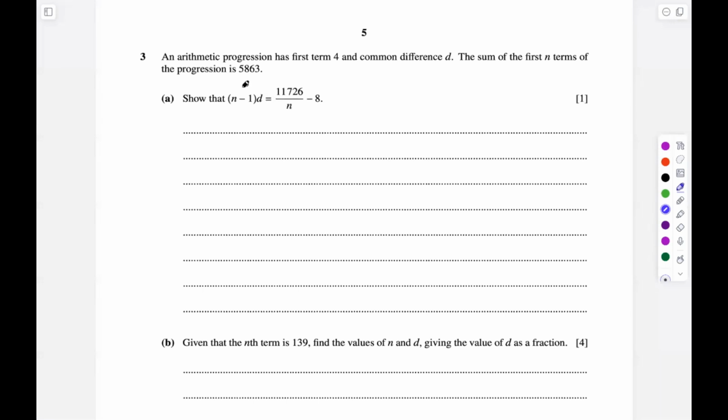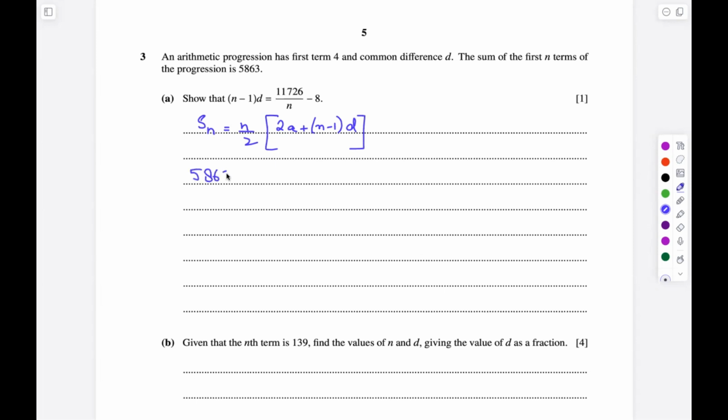In question 3, an arithmetic progression has first term 4 and the common difference d. The sum of the first n terms of the progression is 5863. We have to show that (n minus 1) into d is equal to 11726 upon (n minus 8). Now, as the sum of the first n terms is 5863, we know that the sum formula is n upon 2 into (2a plus (n minus 1) into d). So the sum is 5863.